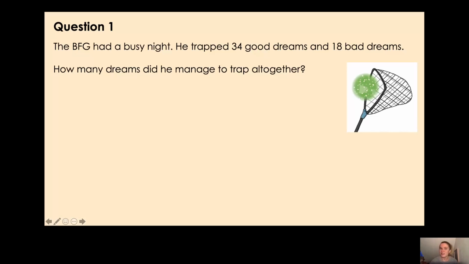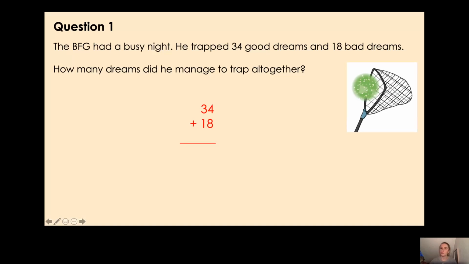Okay, so let's go through the answer together. It tells us that he trapped 34 good dreams and 18 bad dreams, and we need to know how many dreams he trapped altogether. Now, the word altogether tells us that we need to do an addition here. So we need to do 34 plus 18. I'm going to use column addition, and I'm going to start with the ones. So 4 plus 8 is 12.